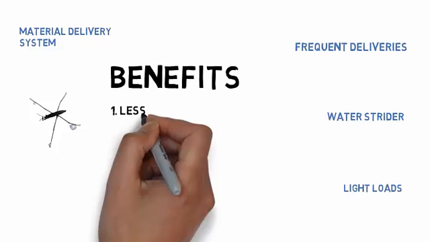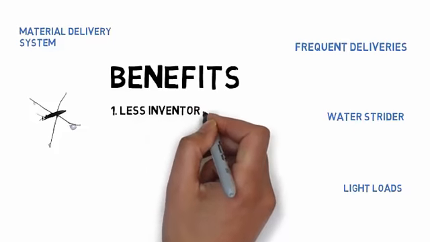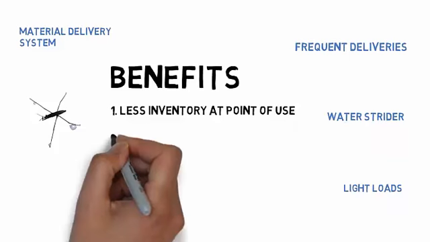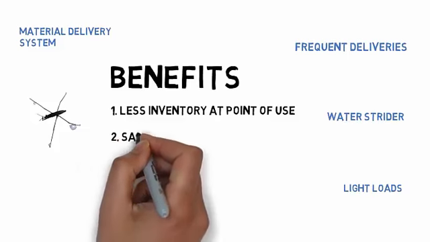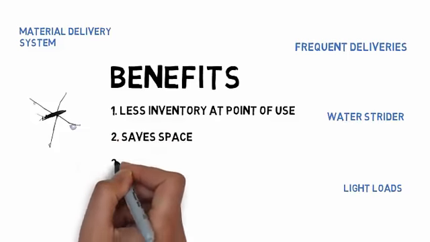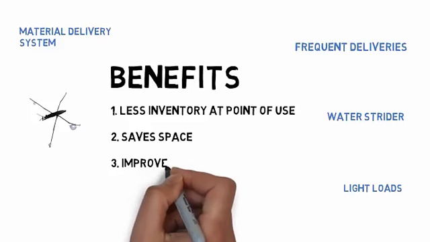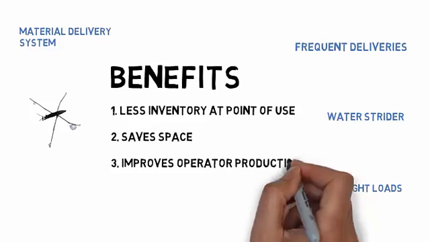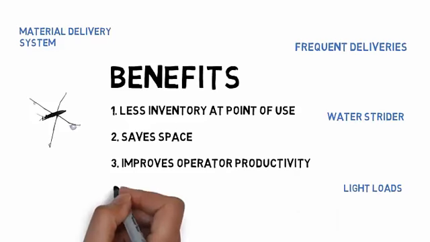First, frequent deliveries and light loads mean less inventory at the point of use. Inventory reduction may be a goal, but saving physical space and improving operator productivity are equally, if not more, important. A significant hidden waste is the effort that an operator often needs to make, selecting parts and moving to retrieve them. This can represent a big part of each cycle, and also introduces the opportunity for errors.